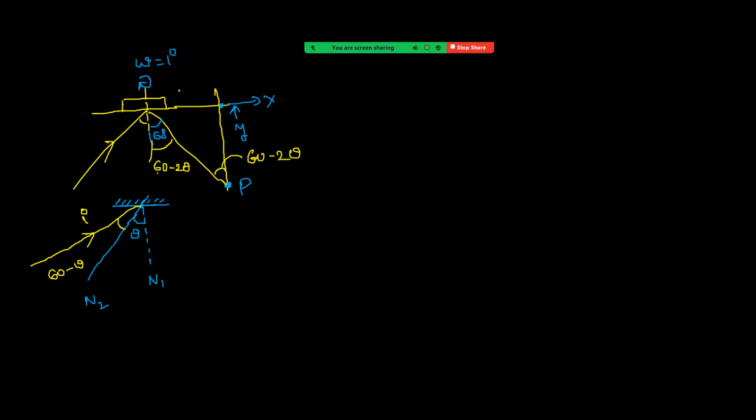I can take this distance as given, 3 meters. This is y. So tan of (60 minus 2 theta) is equal to 3 by y, opposite side by adjacent side. From that, y equals 3 cot(60 minus 2 theta), right?